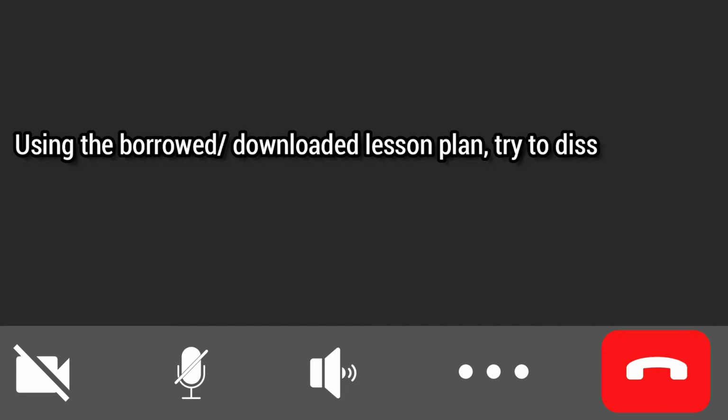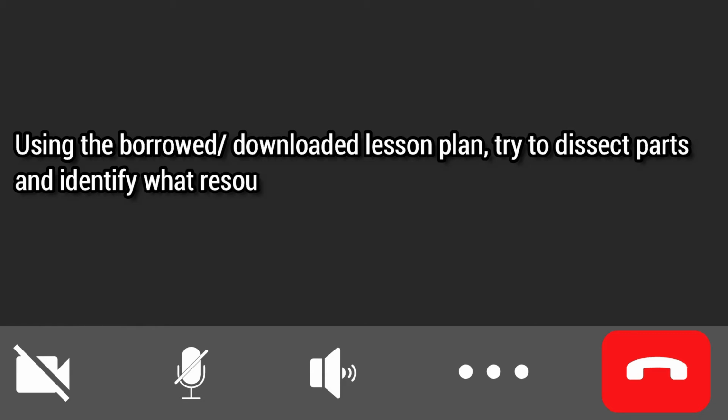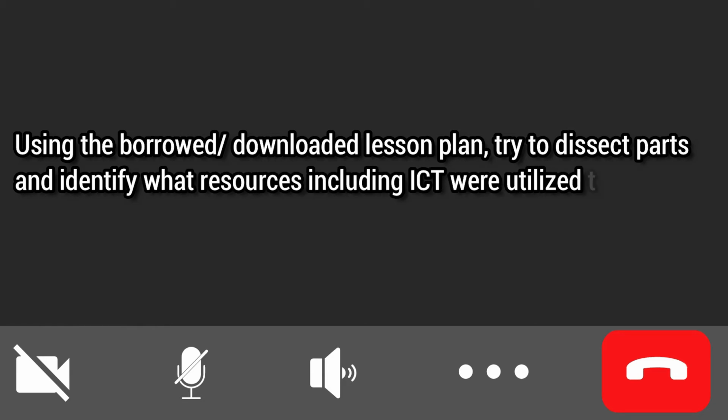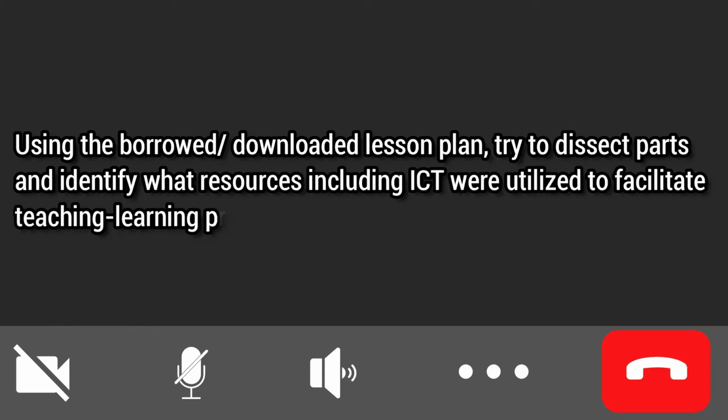Using the borrowed or downloaded lesson plan, try to dissect its parts and identify what resources, including ICT, were utilized to facilitate the teaching-learning process.